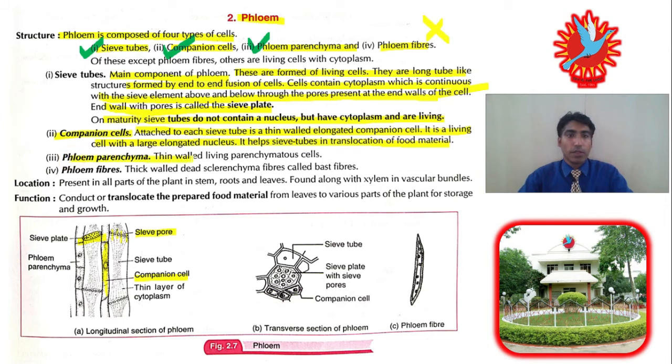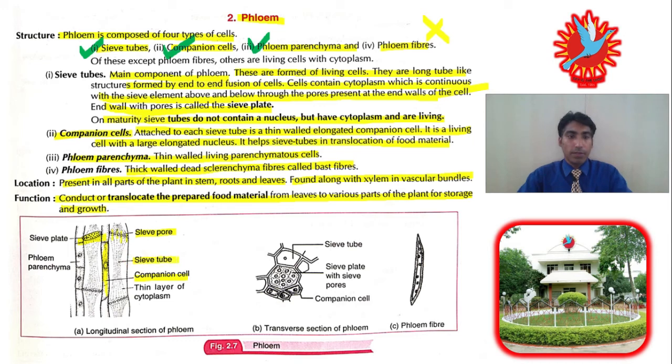Phloem parenchyma: thin walled living parenchymatous tissue, main function is storage and transportation. Phloem fiber: thick walled, dead sclerenchymatous fiber, because they are deposited with the lignin. Location: present in all part of the plant, in stem, root and leaves, wherever the food is prepared or stored. Okay, found along with the xylem in the vascular bundle. Function: conduct or translocate the prepared or synthesized food material from the leaves to the various part of the plant for storage and growth.